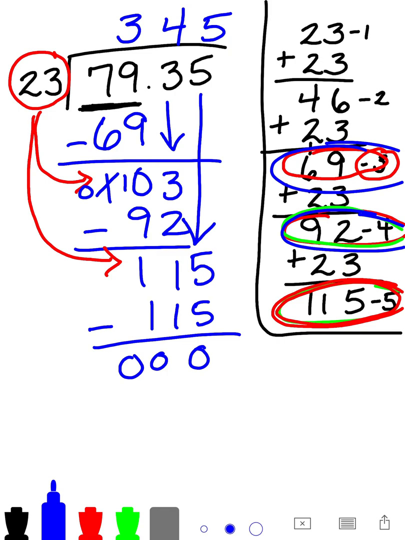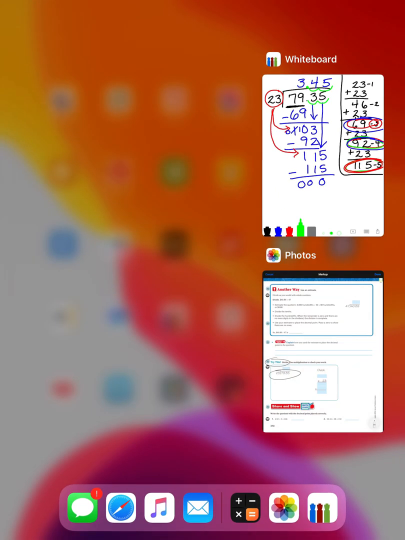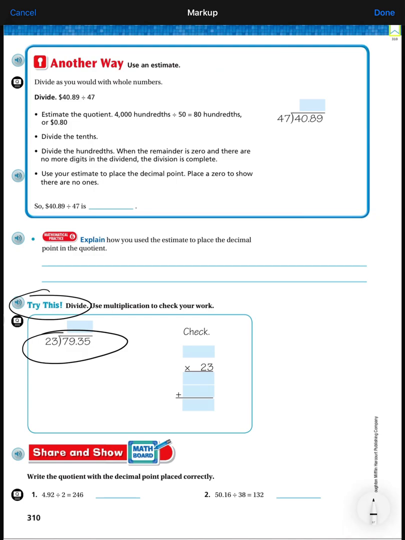Okay, well, we're not done because we've got to place our decimal point. I'm getting ahead of myself. So I see that I move it 1, 2, 1, 2. So the answer is 3.45. We're not quite done.